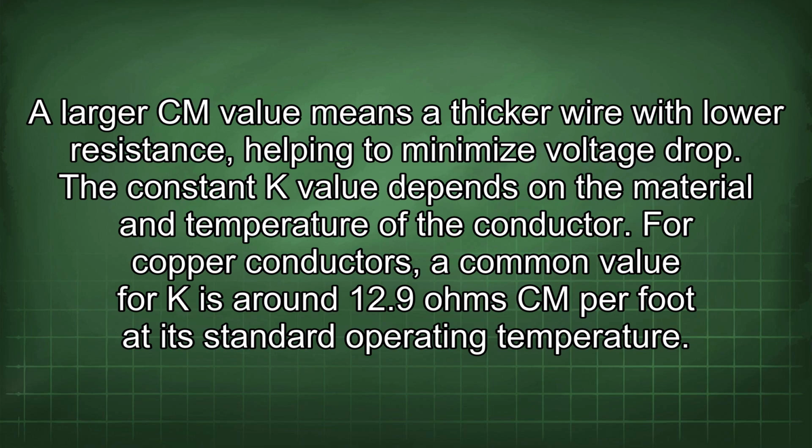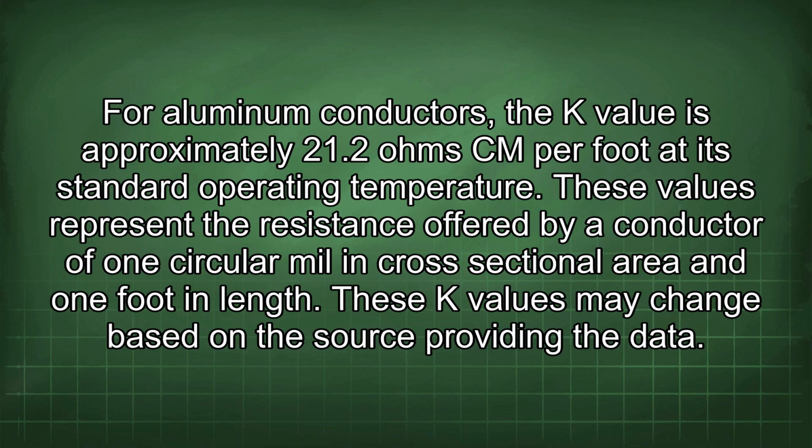The constant K value depends on the material and temperature of the conductor. For copper conductors, a common value for K is around 12.9 ohms Cm per foot at its standard operating temperature. For aluminum conductors, the K value is approximately 21.2 ohms Cm per foot at its standard operating temperature. These values represent the resistance offered by a conductor of 1 circular mil in cross-sectional area and 1 foot in length. These K values may change based on the source providing the data.